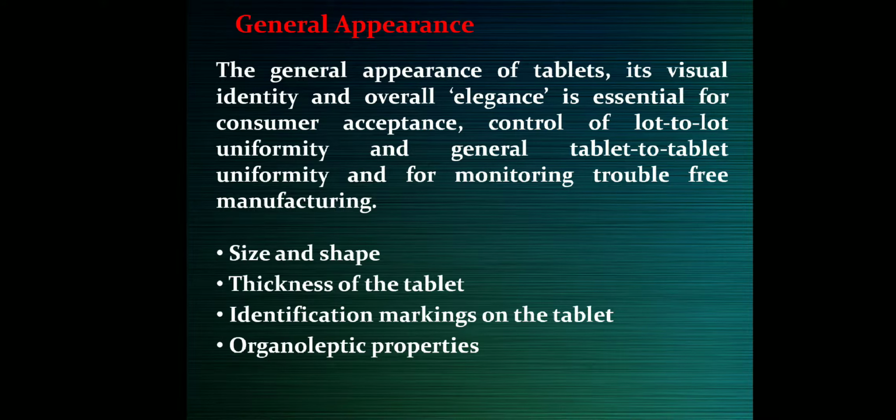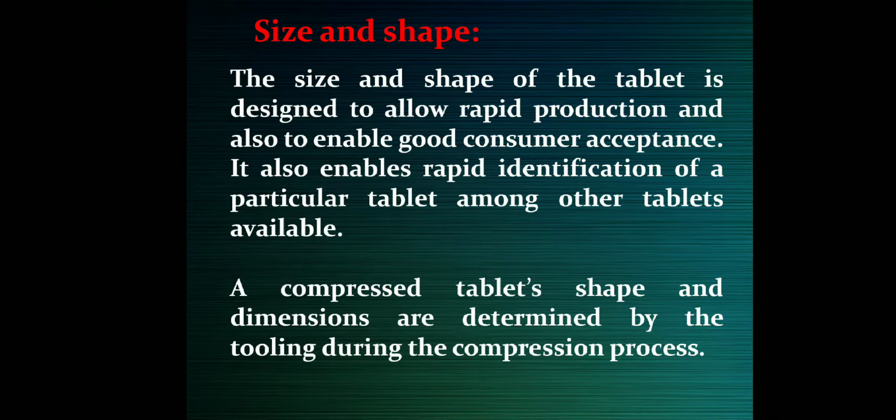A general appearance of tablets, its visual identity and overall elegance is essential for consumer acceptance, control of lot to lot uniformity and general tablet to tablet uniformity and for monitoring trouble-free manufacturing. So in general appearance, tablet is evaluated for shape and size, thickness, identification markings on the tablet and various organoleptic properties. So first, size and shape of a tablet.